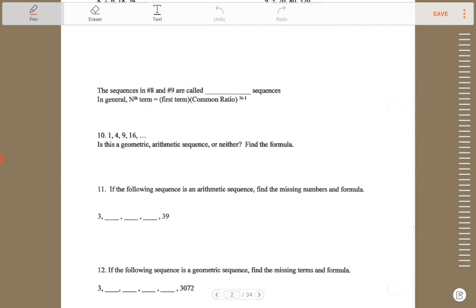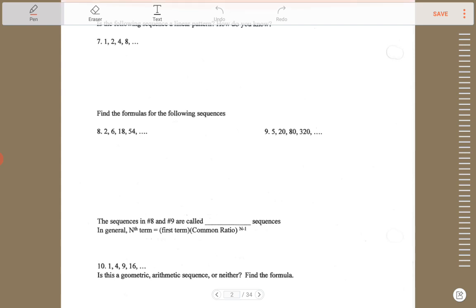So, let's see here. Is that the top? Nope, that's not the top. Let's go to the top. All right, number 7: 1, 2, 4, 8. Let's see. Add 1. Uh-oh, that's not add 1. That's add 2. And then add 4. This is not a linear pattern. Not linear. How do we know that? Because it's not a constant rate of change.